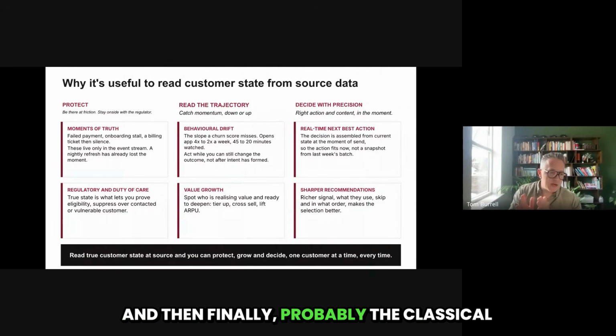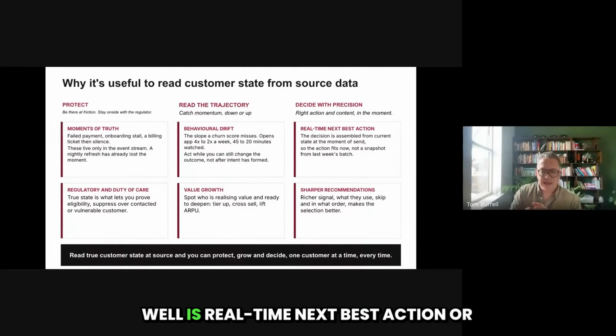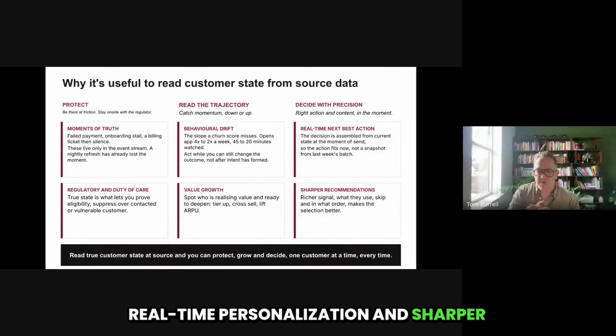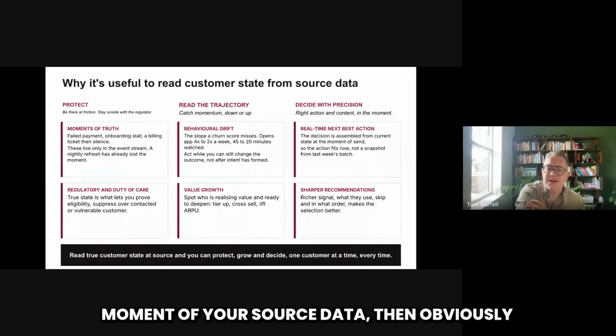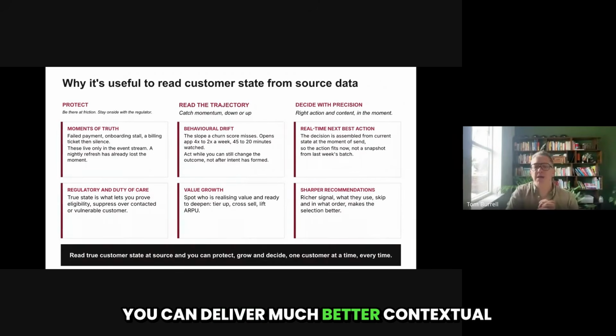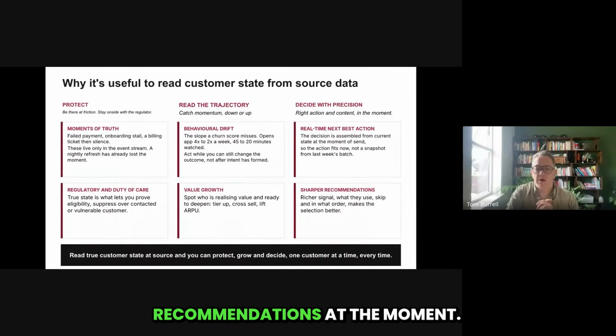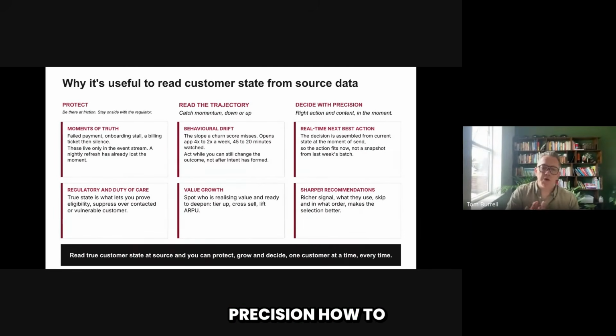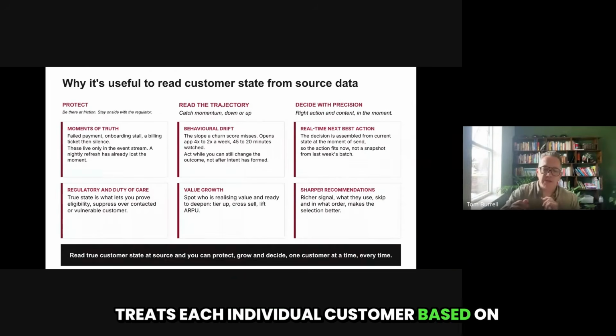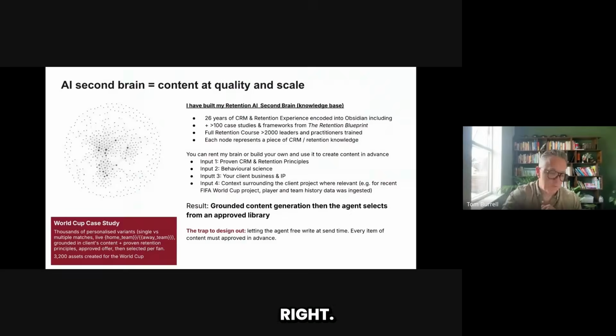And then finally, probably the classical way in which people think about this as well is real-time next best action or real-time personalization and sharper recommendations. If you know what a customer's doing in the moment in your source data, then obviously you can deliver much better, relevant, contextual recommendations at the moment. So you can protect and decide with precision how to treat each individual customer based on their individual signals, right?